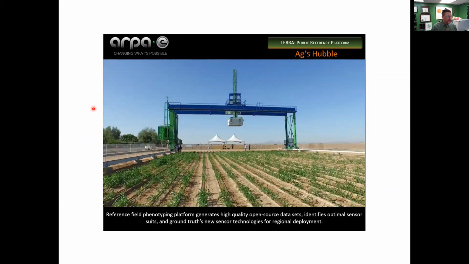Now, I'm not going to talk about this. This is not my work, but there's an organization called ARPA-E, or the Advanced Research Projects Agency for the Department of Energy in the United States, that funded Agriculture's Hubble, they call it. This is a giant gantry system that runs on these rails right here. This is all steel, and this tower comes up and down. Inside of here is a whole suite of sensors, so not just RGB cameras, but thermal cameras, hyperspectral cameras, lots of different things to sense the crop.